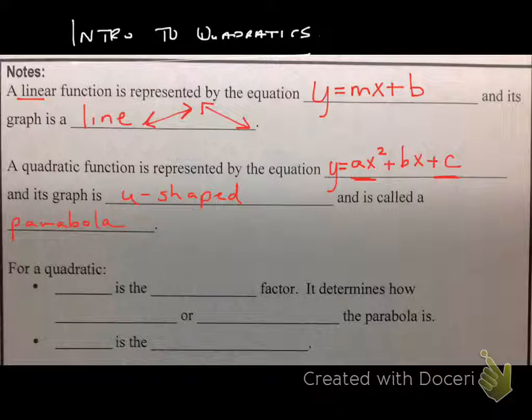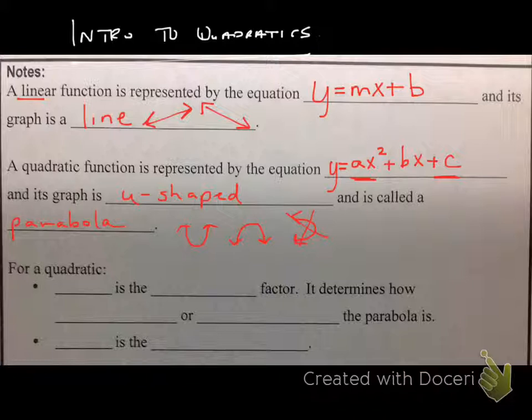Okay? So it looks like this, or an upside down U. Not a sideways U. That would not be a function. It's not a function because it does not pass the vertical line test.